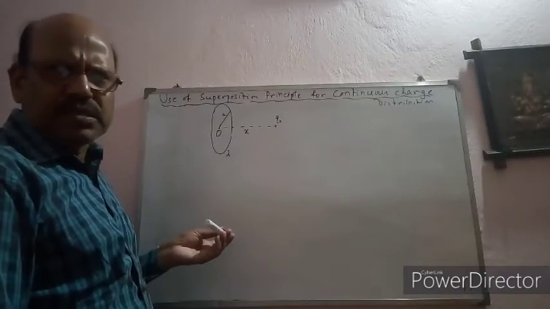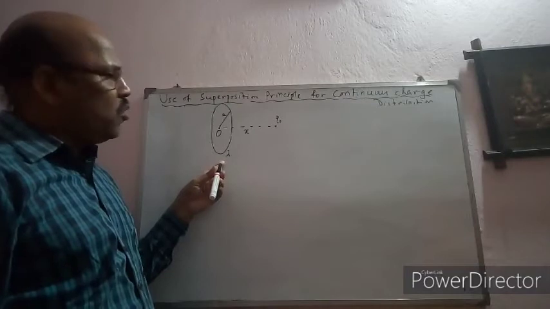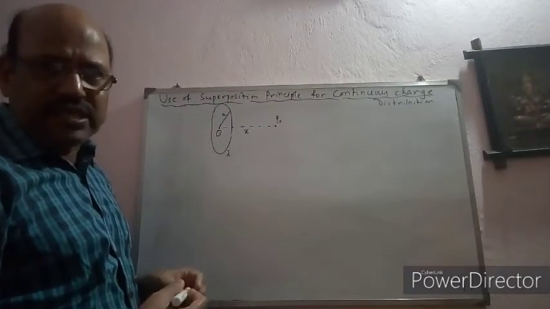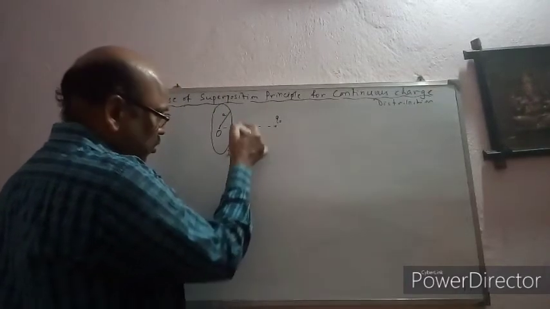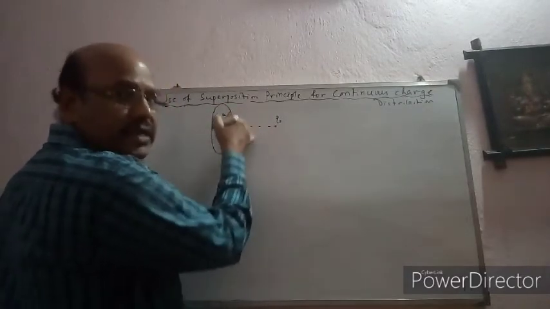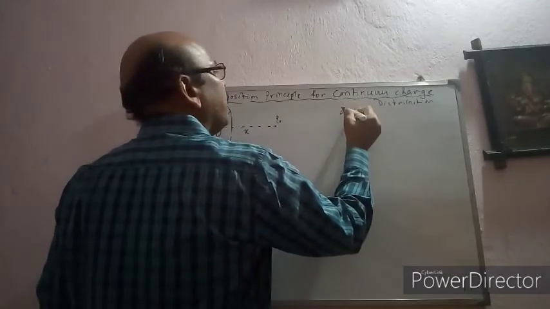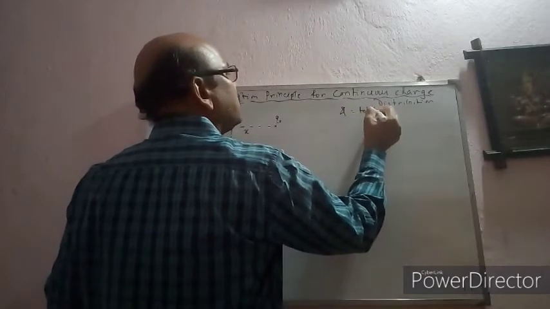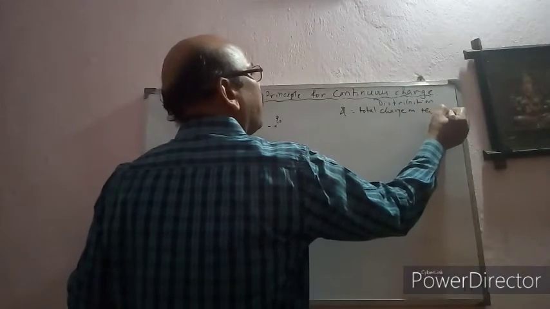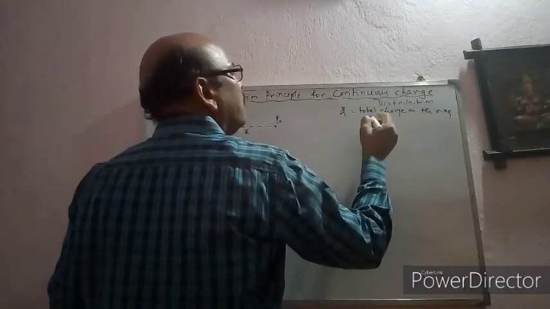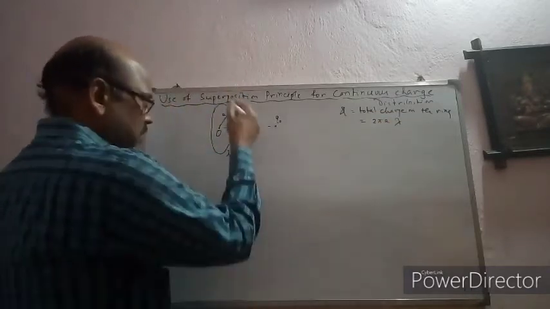Same superposition principle. If lambda is the charge distribution, the charge per unit length of the ring, what is the total charge on the ring? If the radius of the ring is a, charge per unit length is lambda, and the total circumference of the ring is 2 pi a, therefore the total charge on the ring is equal to 2 pi a into lambda. This is the total charge.